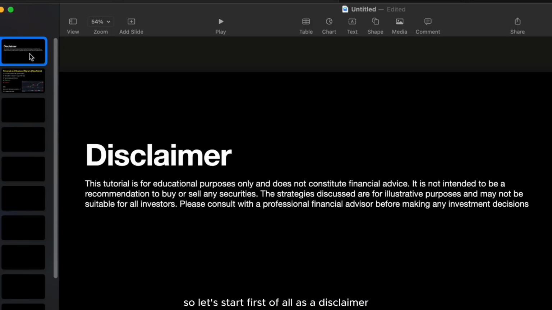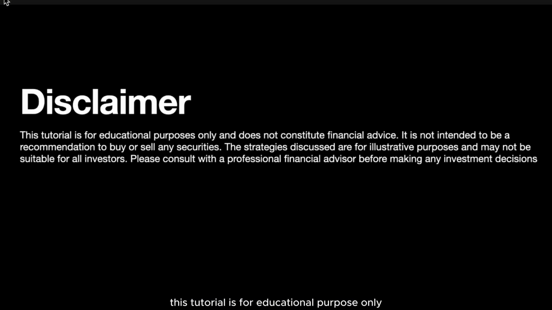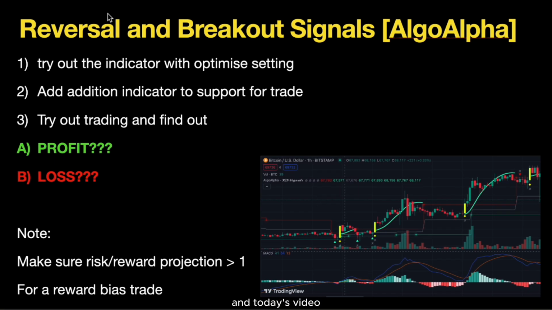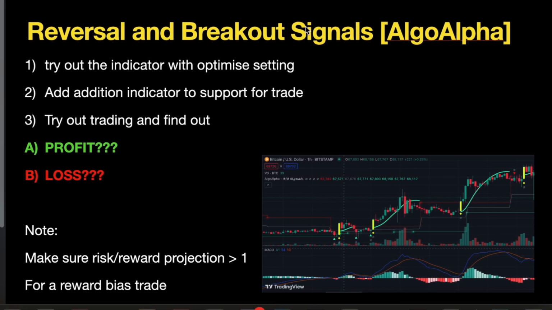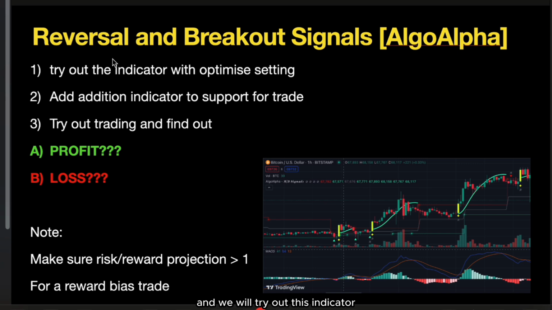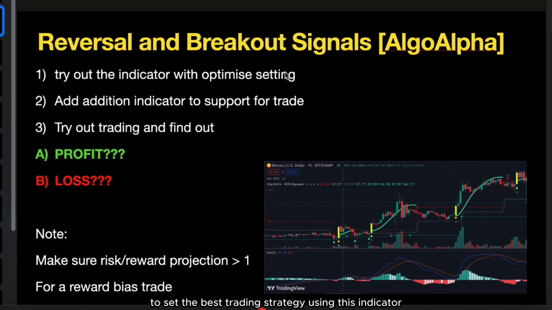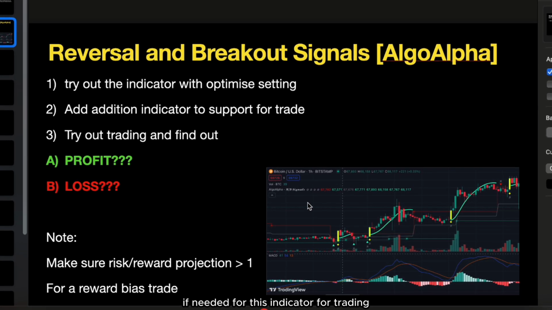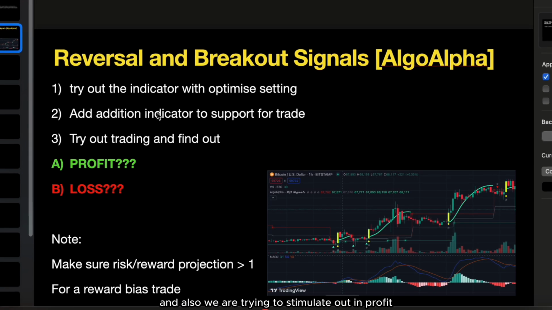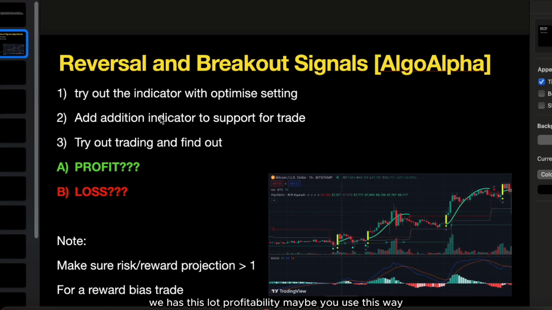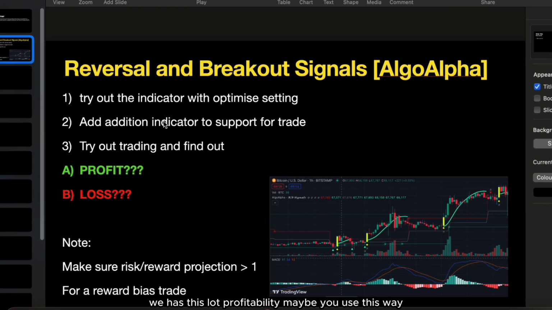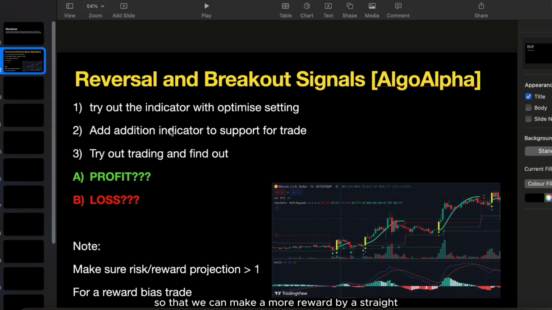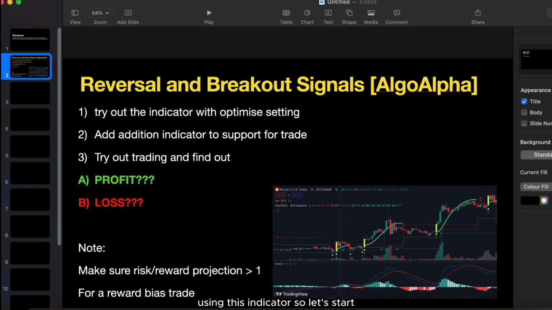First of all, as a disclaimer, this tutorial is for educational purposes only and does not constitute financial advice. In today's video, we are going to use the Reversal and Breakout Signal by Algo Alpha, and we will try out this indicator with optimized settings to set the best trading strategy. We will also add an additional indicator to support it if needed, and we will try to simulate its profit versus its loss profitability. We will use a risk reward ratio. Make sure that the risk reward projection is more than 1 so that we can make a more reward-biased trade using this indicator. So let's start.